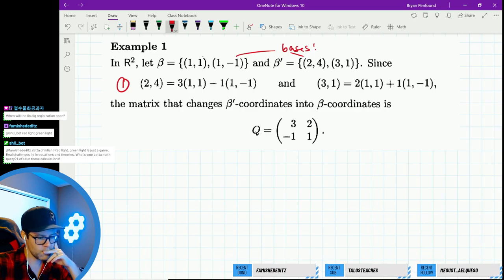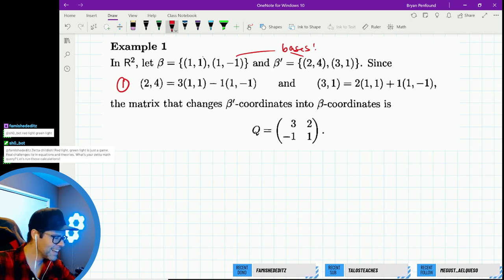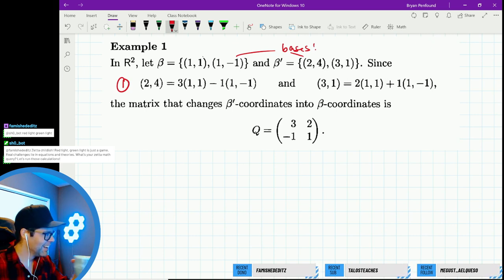Zeta childish. Red light, green light is just a game. Real challenges lie in equations and theories. What's your Zeti math query? Let's run those calculations.